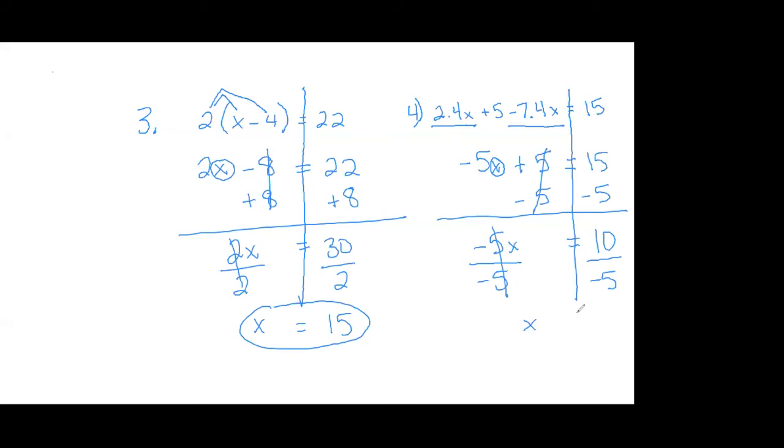And then we got x is equal to, one negative makes the whole thing negative. And you can just put this whole thing in the calculator and it'll tell you what the answer is. But one negative makes the whole thing a negative, and 10 divided by 5 is 2.